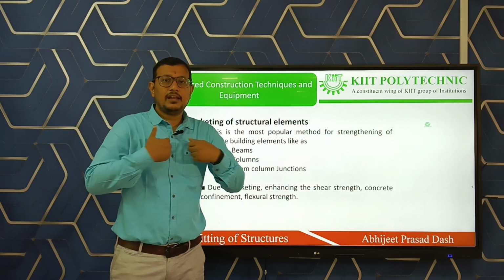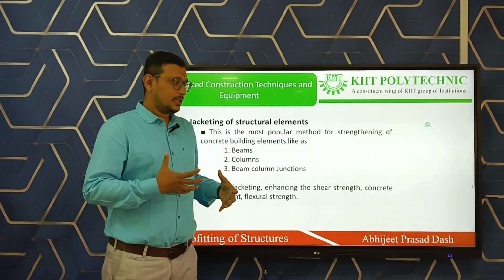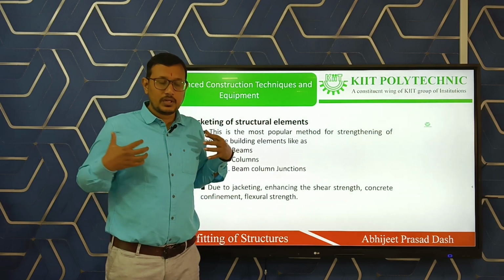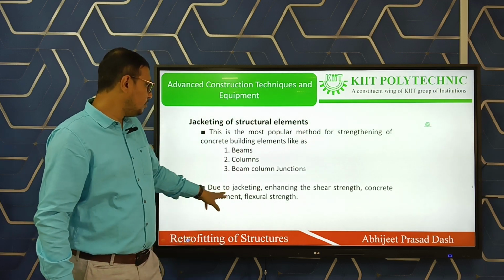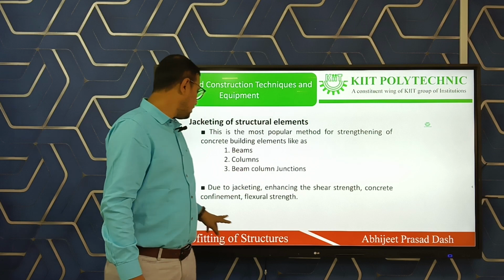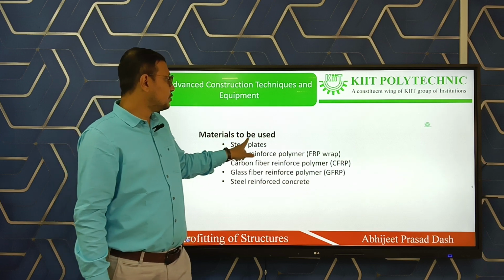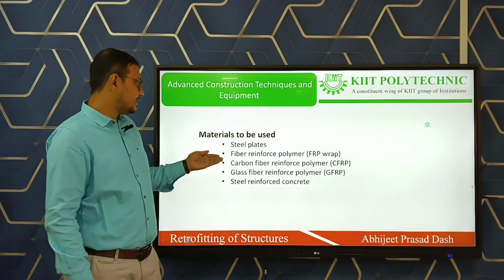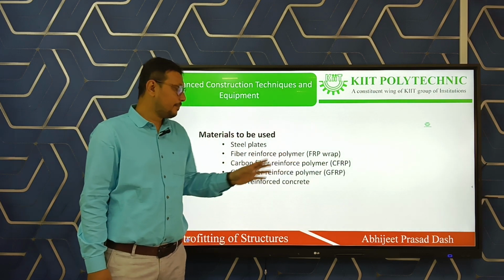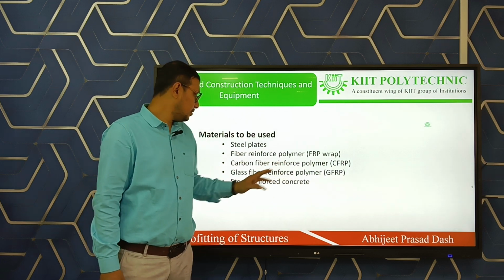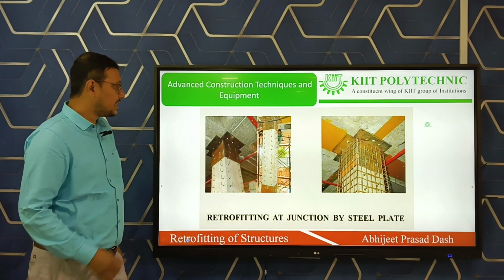Jacketing means adding an extra layer, like a jacket you wear while it is cold. To strengthen, we are putting one extra layer on the column or beam. Due to jacketing, the shear strength, concrete confinement, and flexural strength are enhanced. Materials to be used: steel plates, fiber reinforced polymer wrap, carbon fiber reinforced polymer wrap, glass fiber reinforced polymer, and steel reinforced concrete. So these are the materials to be used for jacketing purposes.